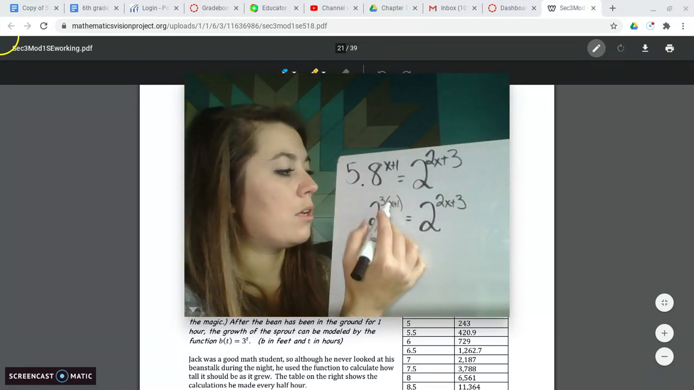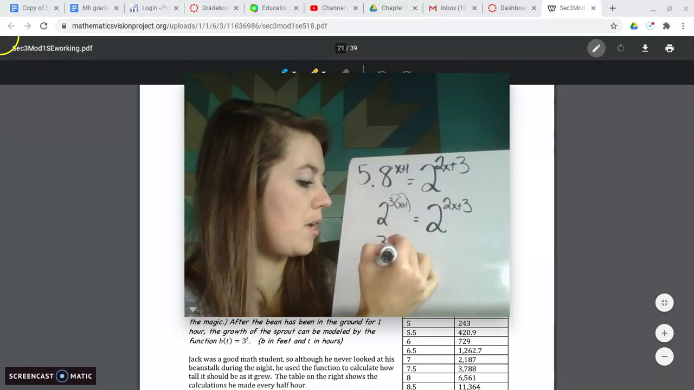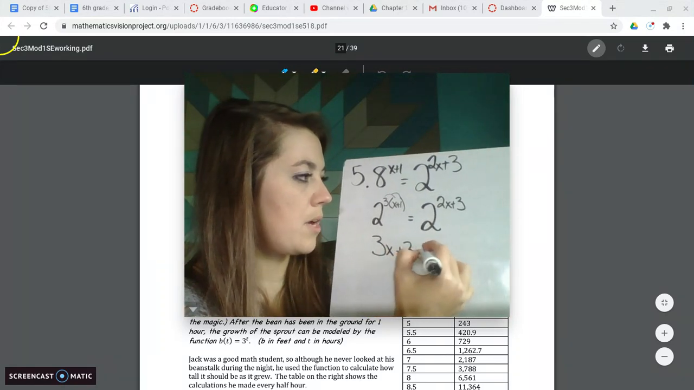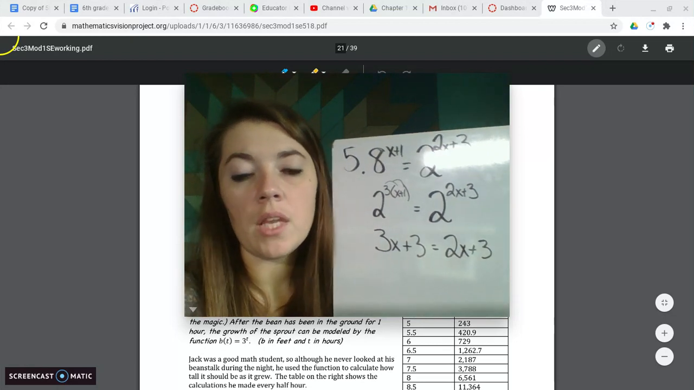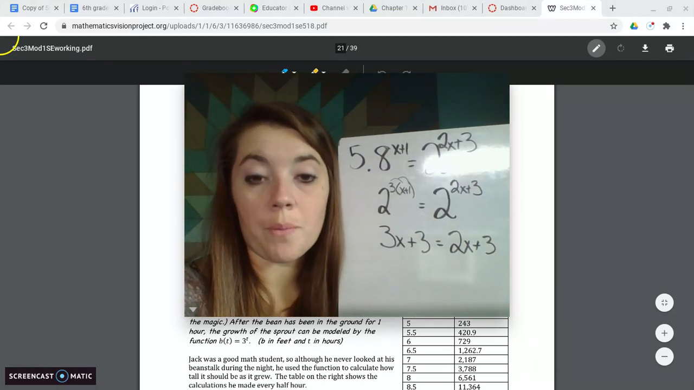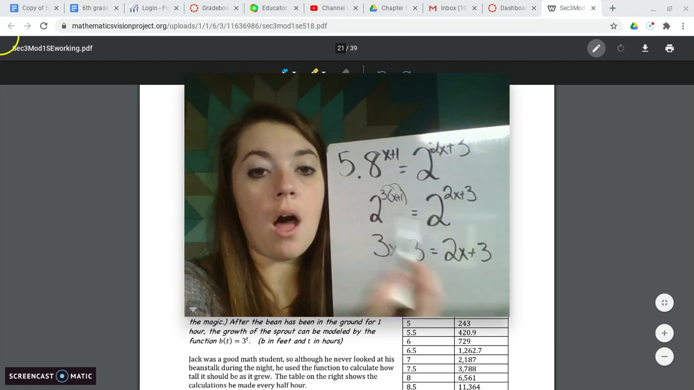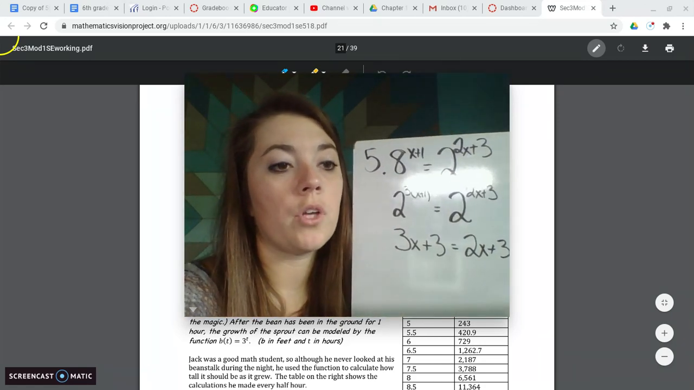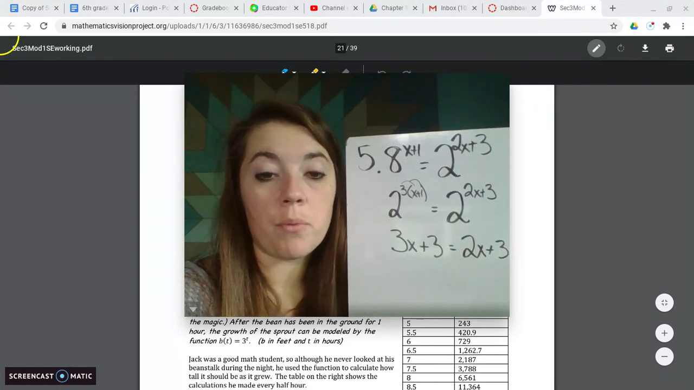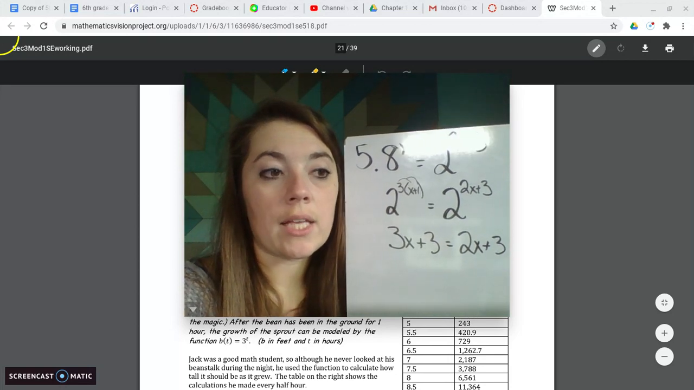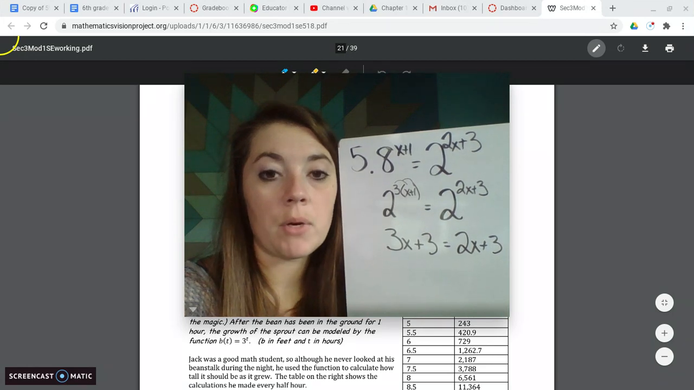And so then you'll need to distribute your 3 to both things. So this will be 3x plus 3 equals 2x plus 3. And then you'll just solve for x. So I'm not going to do the rest of that problem for you, but I got it started. This is an example of what you would do for number 3 and number 4. You'll have to do that on both of those. You've got to convert one of them so you have the same base number, okay?